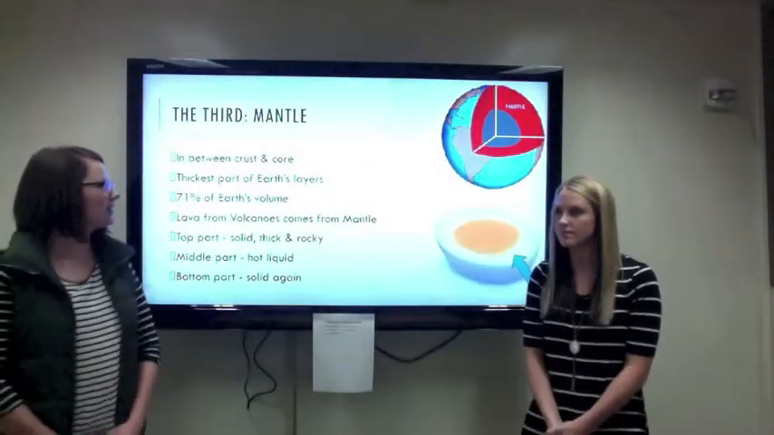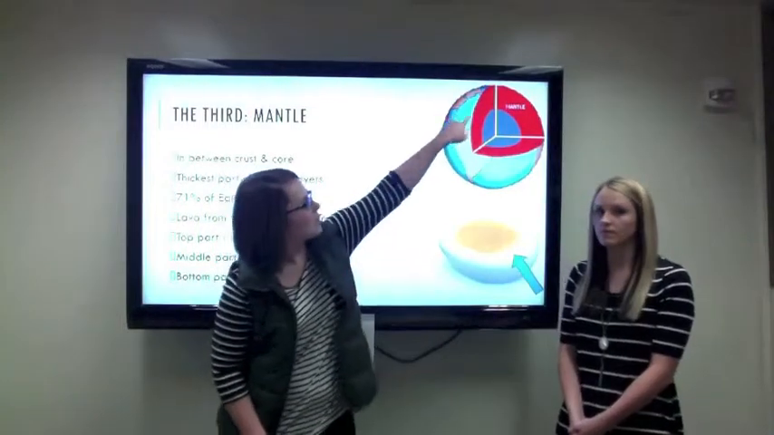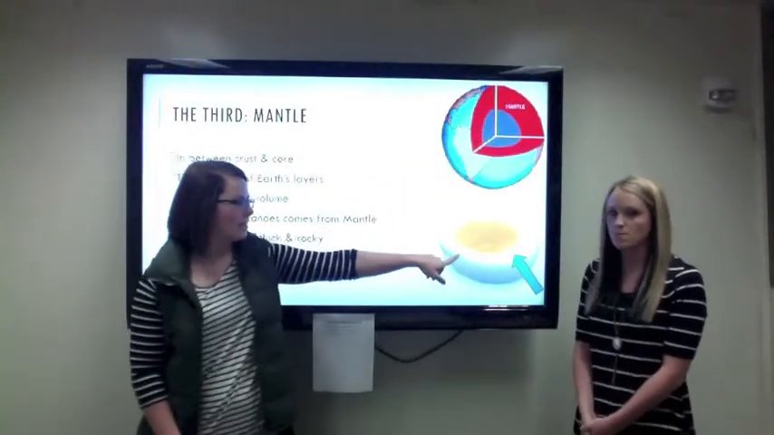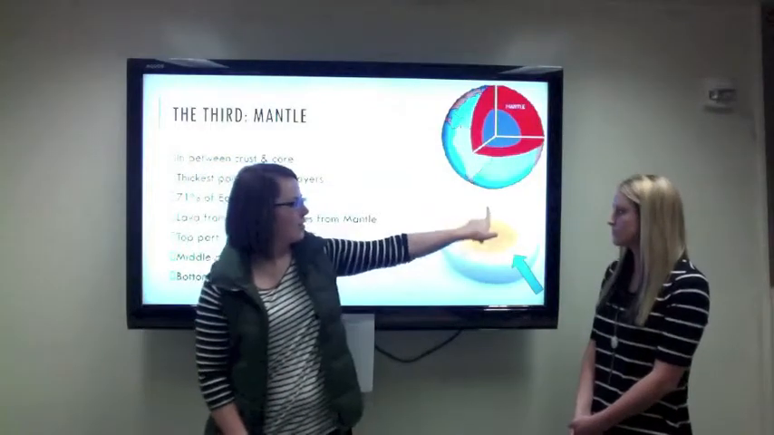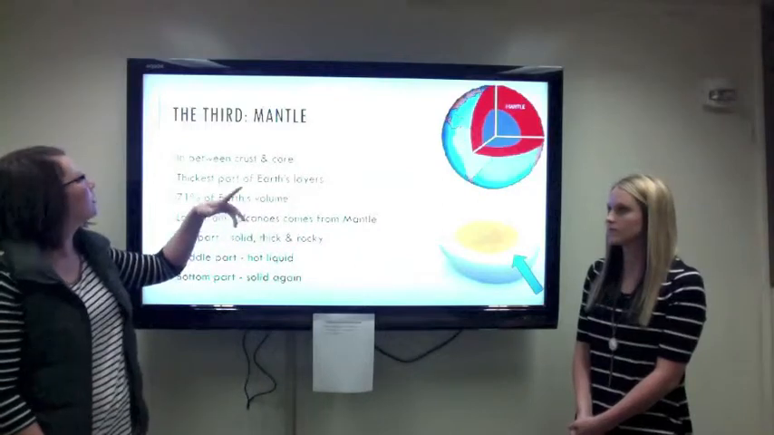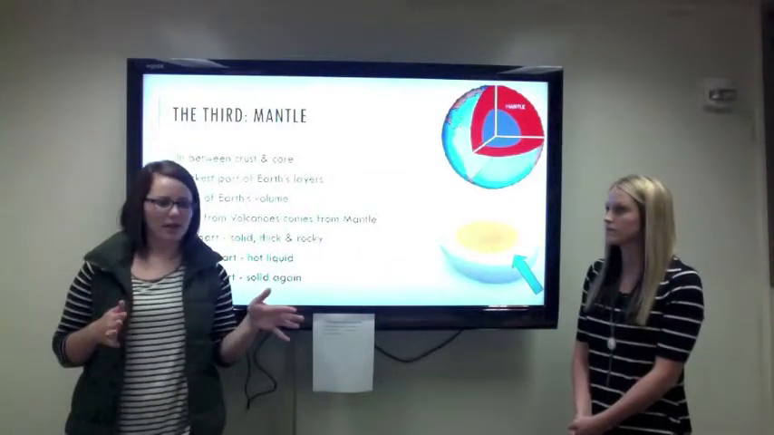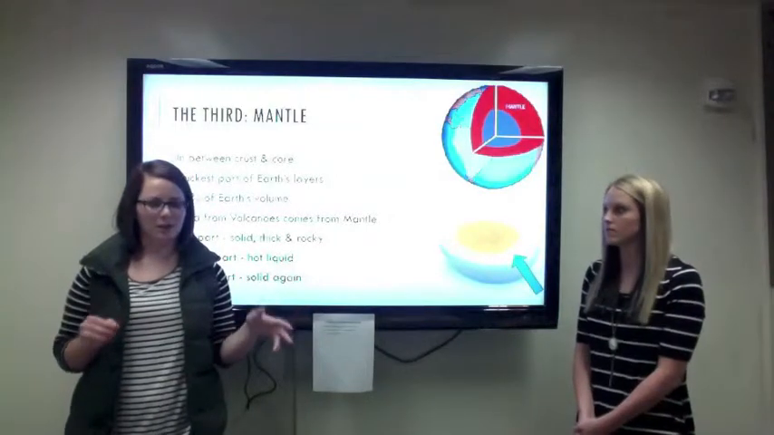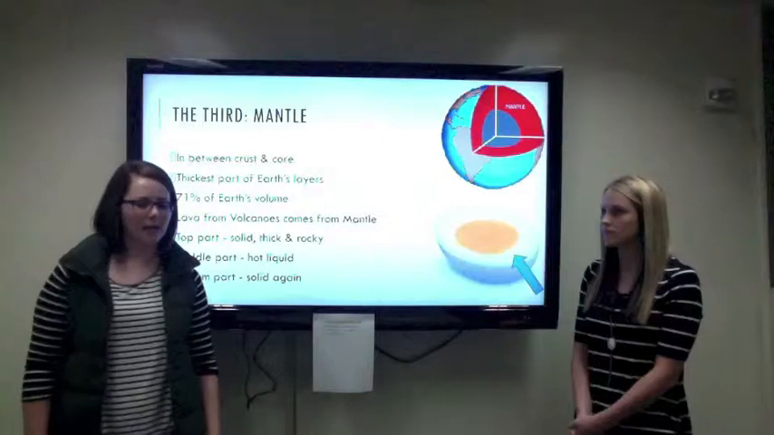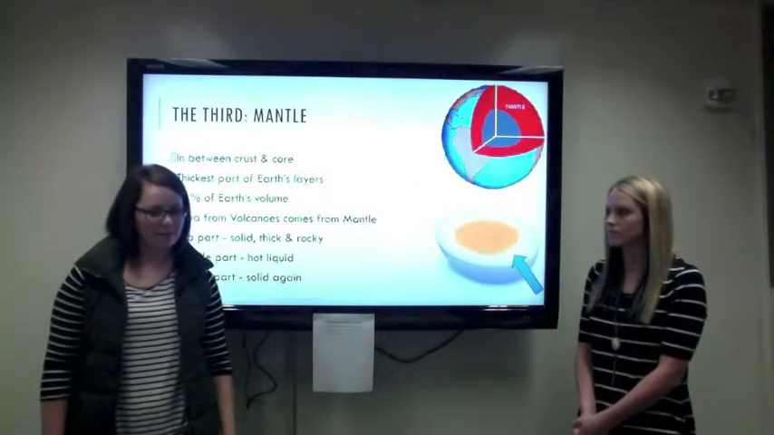Okay, so now we're going to be talking about the mantle. The mantle is right here in this red area where the Earth is, and if you were to think about it as an egg, it's going to be the white part around the yolk. That would be equivalent to what the mantle would be on the Earth's layers. It's in between the crust and the core, and it's the thickest part of the Earth. It makes up 71% of Earth's volume, and the lava from volcanoes comes from the mantle, so it's pretty hot.